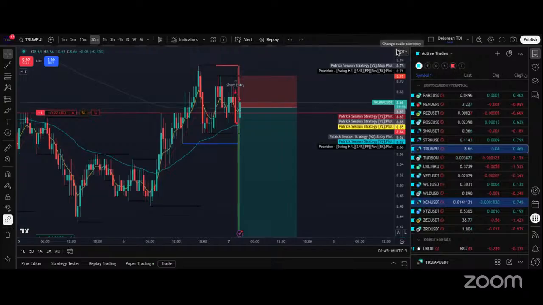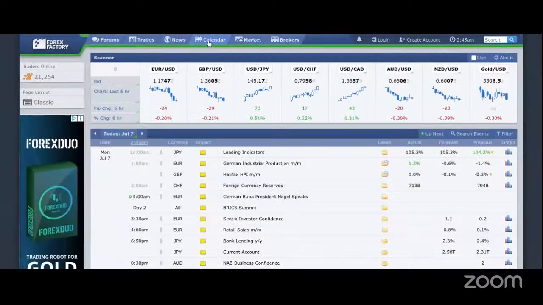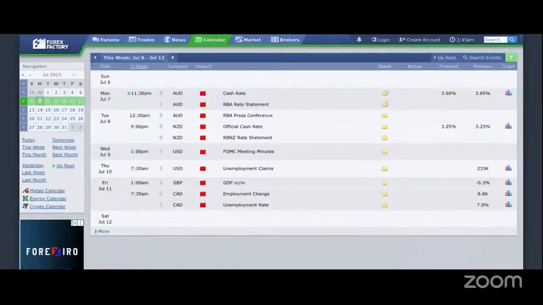All right, let's take a look at news. Okay, so tonight at 11:30 p.m. Central Standard Time, we have the interest rate decision on the Australian dollar, expected to go down by 0.25%. And we also have a statement by the Royal Bank of Australia.